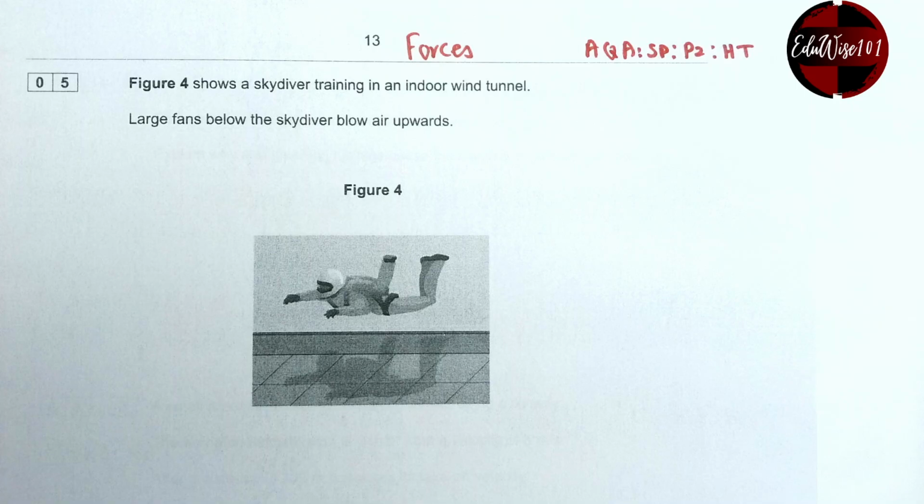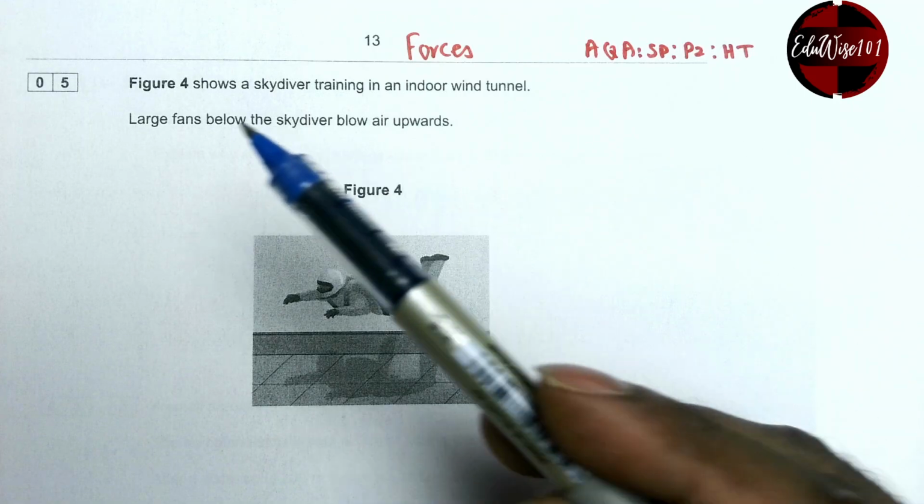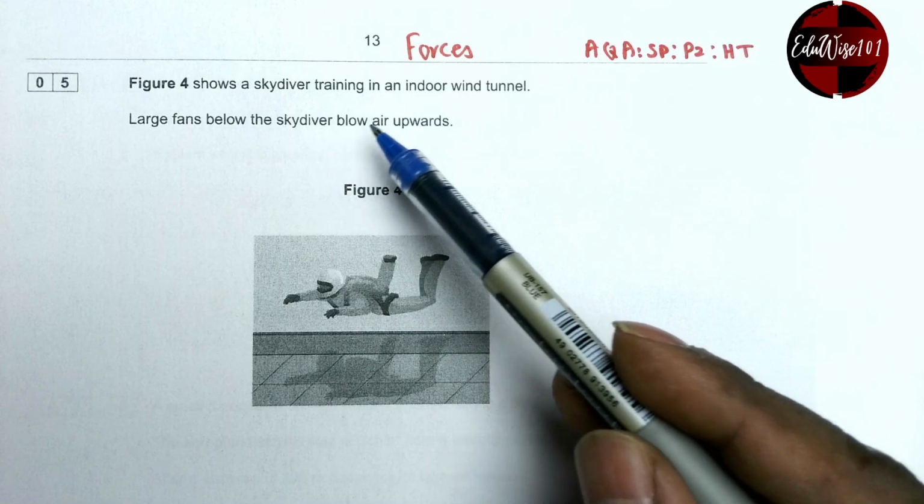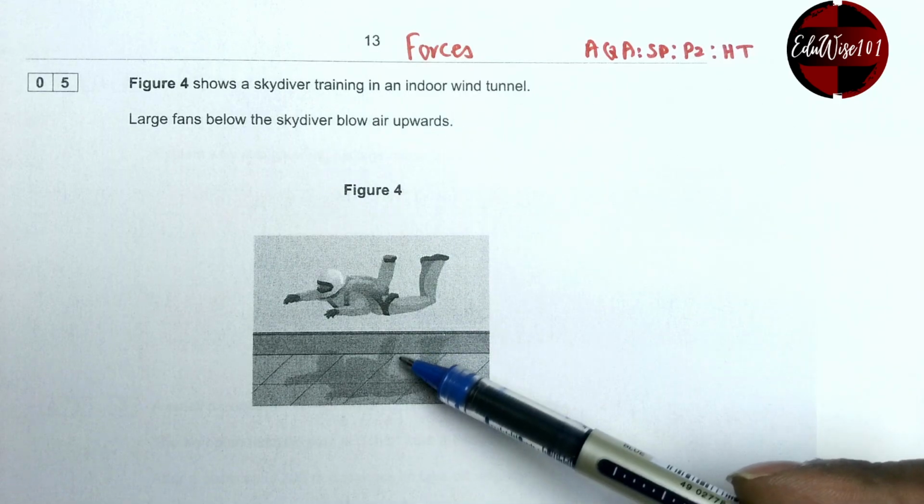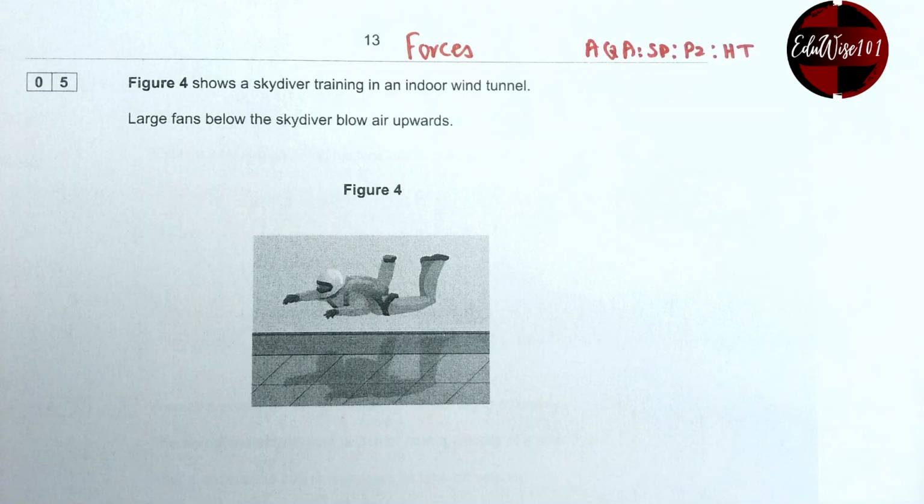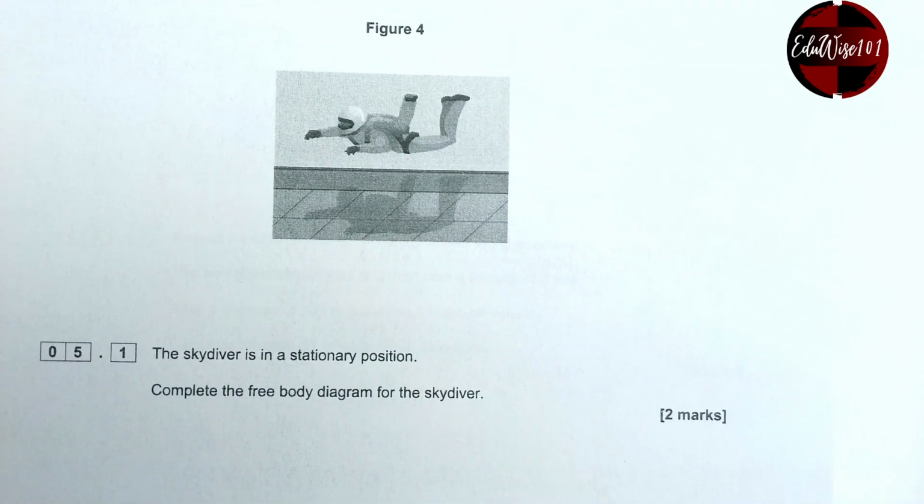The large fans below the skydiver blow air upwards. So there's air movement upwards. 5.1, the skydiver is in a stationary position. Complete the free body diagram for the diver.